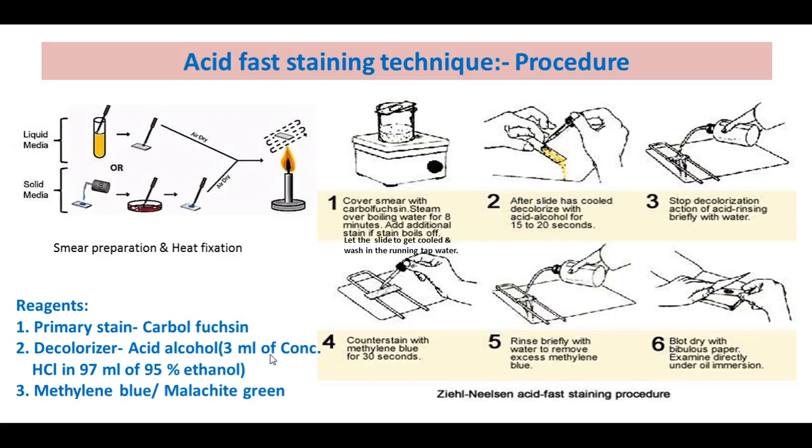So that contains 3 ml of concentrated hydrochloric acid in 97 ml of 95% ethanol, and the counter stain, that is either methylene blue or malachite green. So the initial step that is common with the positive staining, that is smear preparation and heat fixation.